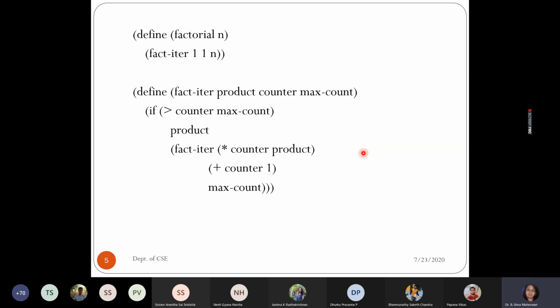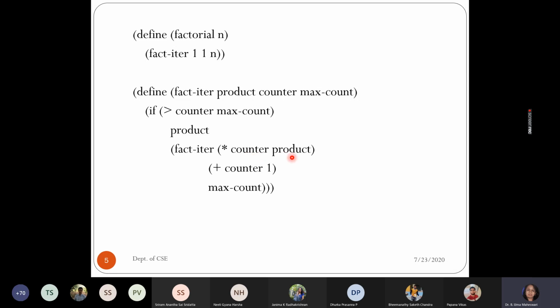So if you look at this, what are the values we have to remember? We have to remember the product, and in every iteration the counter has to be incremented. So there are two values. Now, take the same example, fact of 6. It calls fact iter with product 1, counter 1, and max count 6. Now you check: is counter 1 greater than 6? No.